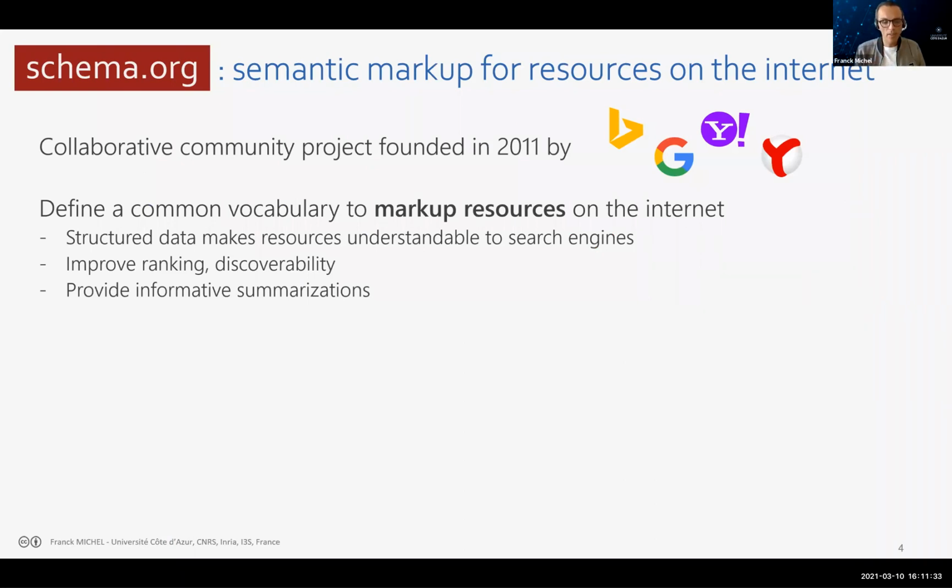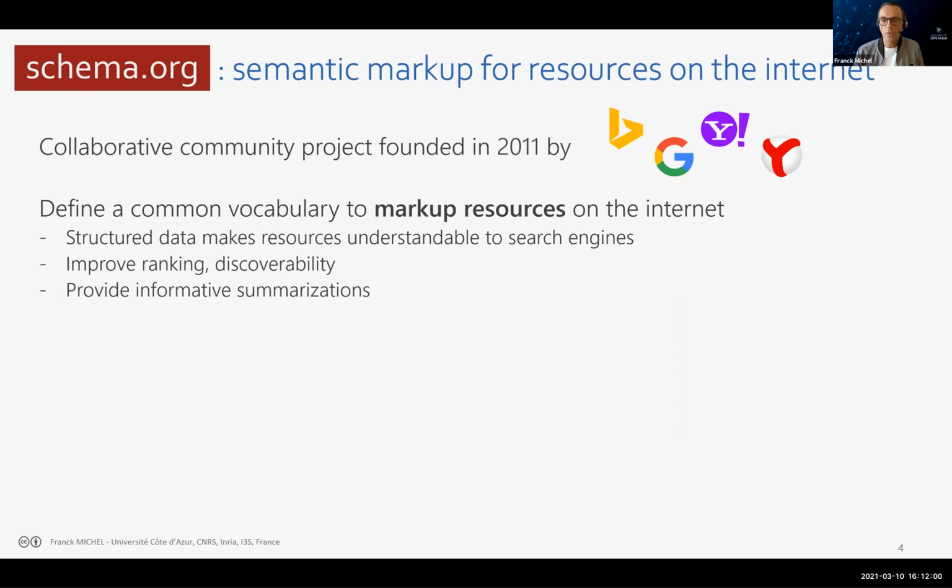So initially, schema.org is a community project, a collaborative project. It's been funded by 4 companies initially: Bing, Google, Yahoo, and Yandex. Yandex is a Russian-speaking search engine. And the point of schema.org is to define a common vocabulary that makes it possible to mark up resources on the internet. So I insist here, this is on the internet, not just the web.